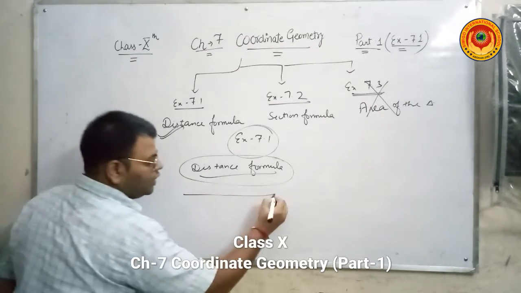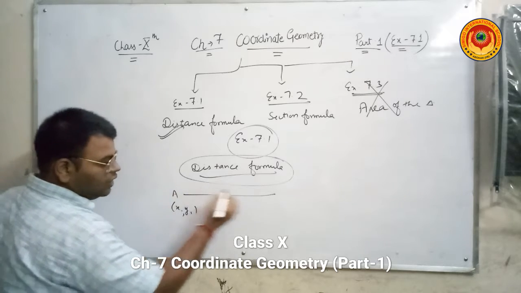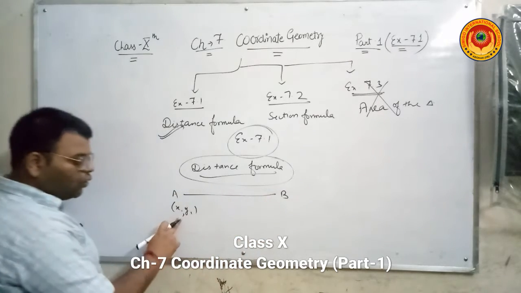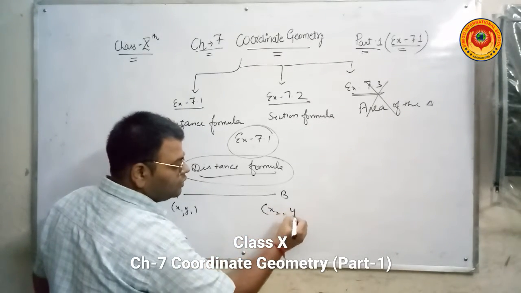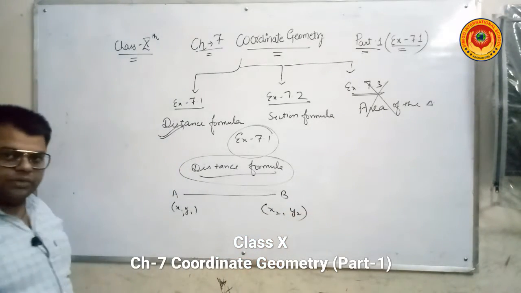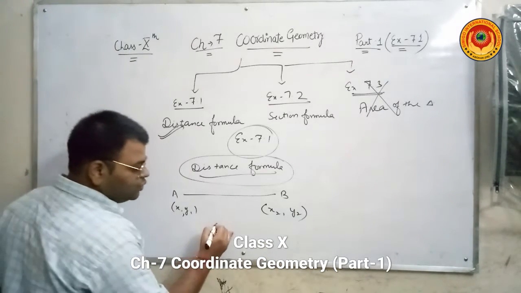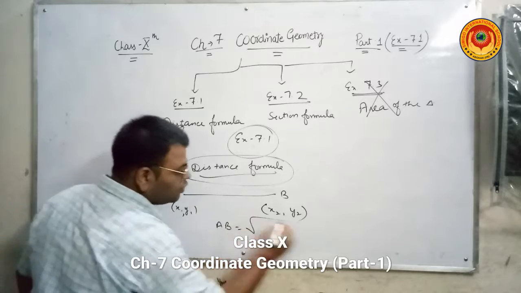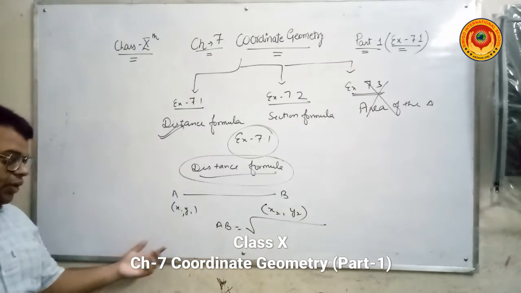Suppose you have 2 points, one is A, the other is B. The coordinates of point A are x1, y1, and the coordinates of point B are x2, y2. Our question is to find the distance between these 2 points. So use the distance formula. What is the distance formula? AB. First keep this thing in your mind.